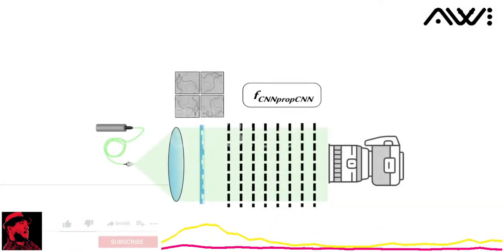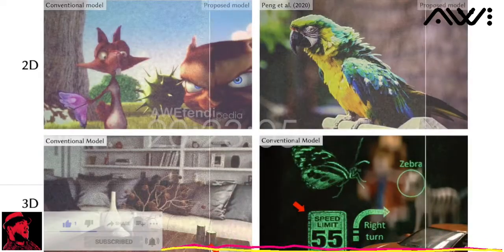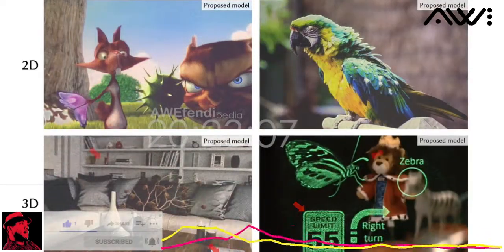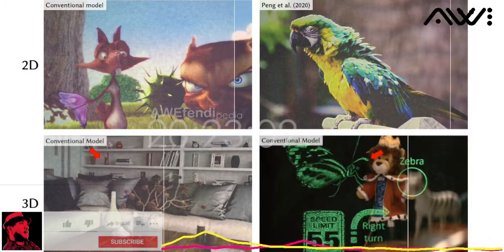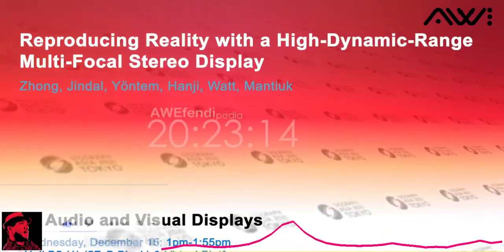Our model is then trained to predict the holographic images using a camera focused on multiple target planes. With our trained model, we demonstrate a significantly better image quality compared to all other previous approaches with 2D and 3D, as well as VR and AR setups.